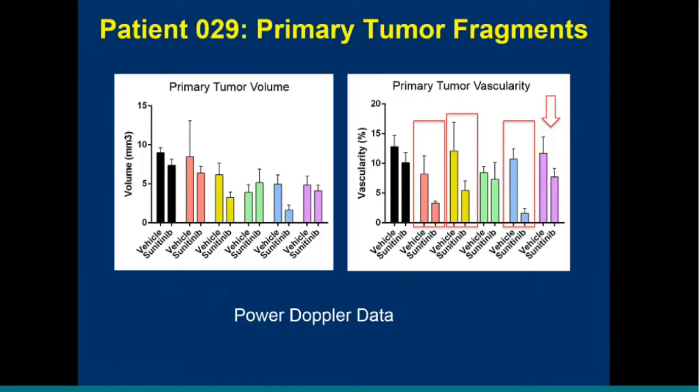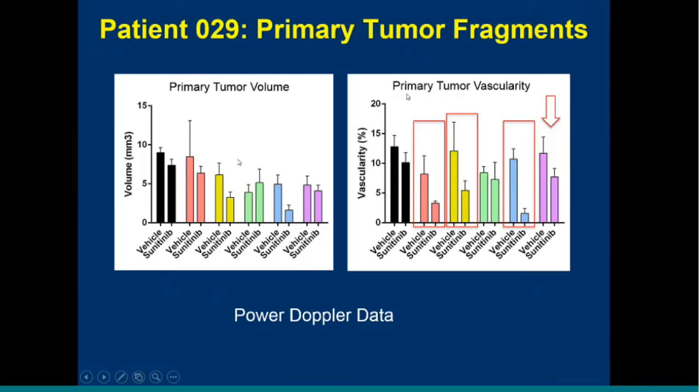And so here is the power Doppler data from the primary tumor fragments. It's tumor volume on the left and tumor vascularity on the right. Just to guide you through here, each of the pair of bars is a different core. So these two black bars are core 1, core 2, core 3, core 4, core 5, core 6. And the pairs of bars are vehicle-treated fragments on the left and sunitinib-treated fragments on the right. I'll remind you that for the direct tumor fragment engraftments, we can't control the size of the fragments to a very fine degree, so tumor volume really isn't useful, as far as we can tell, as a metric for assessing drug response. This is mostly included here for completeness, but I wouldn't read too much into it.